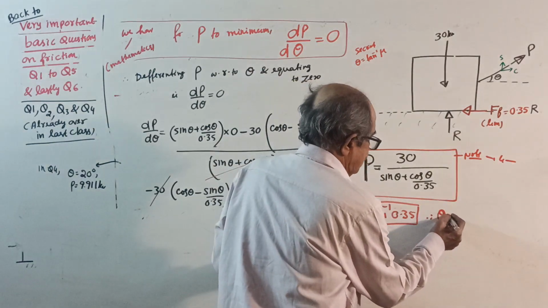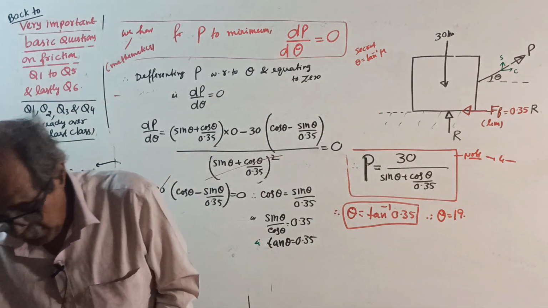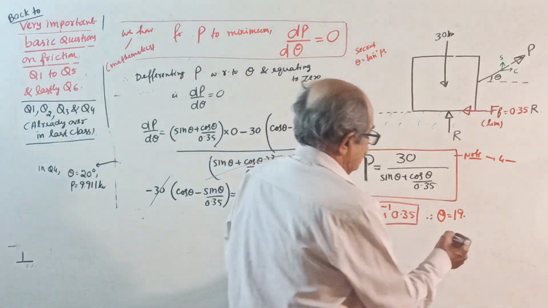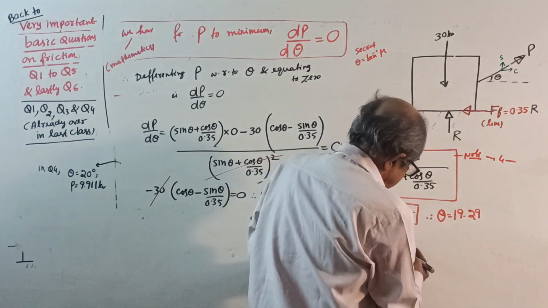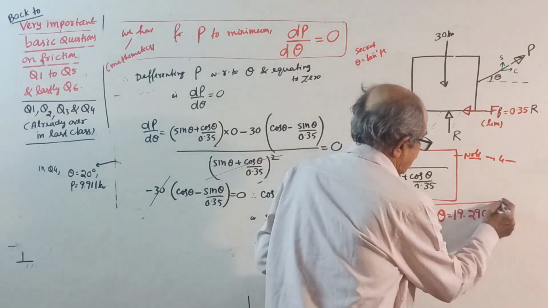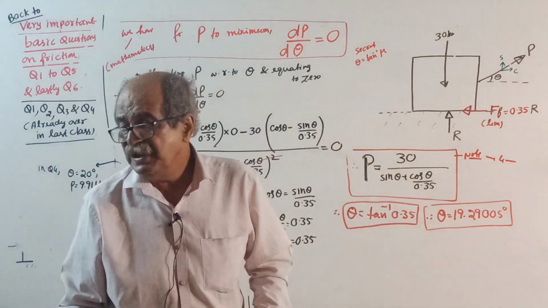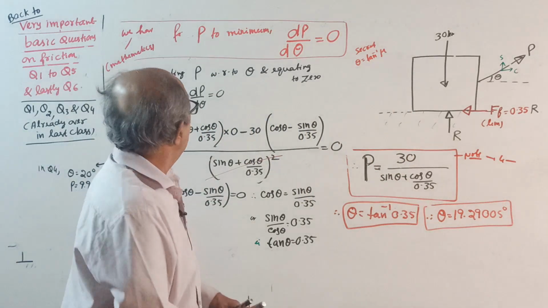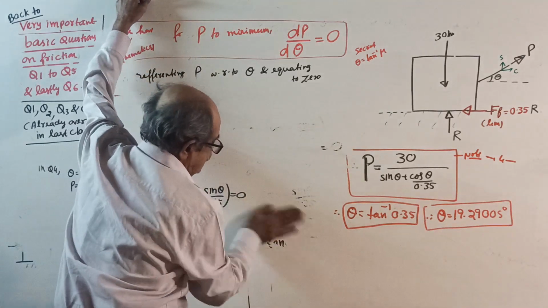Therefore, your theta equal to 19.29, little more accuracy, 19.29005 degrees. This is the theta. For this value of theta, P is least possible. Now what you do? Once you get theta, everything is over now.